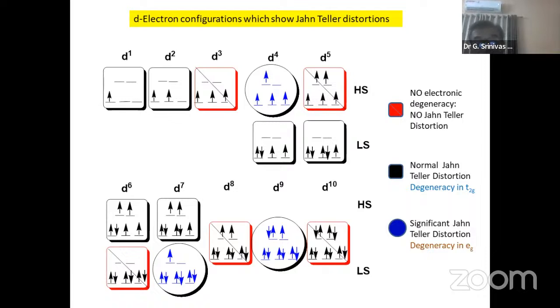Next, look at the D7 low spin complex, which has the same configuration. Similarly D9 also, because there are eg3. Whether it is eg1 or eg3, it is degeneracy, because either orbital could have the single electron. So D4 high spin complex, D7 low spin complex, D9 normal. Any complex with electronic degeneracy present in eg orbitals is why they have significant Jahn-Teller distortion. So if there is electronic degeneracy, then distortion occurs.